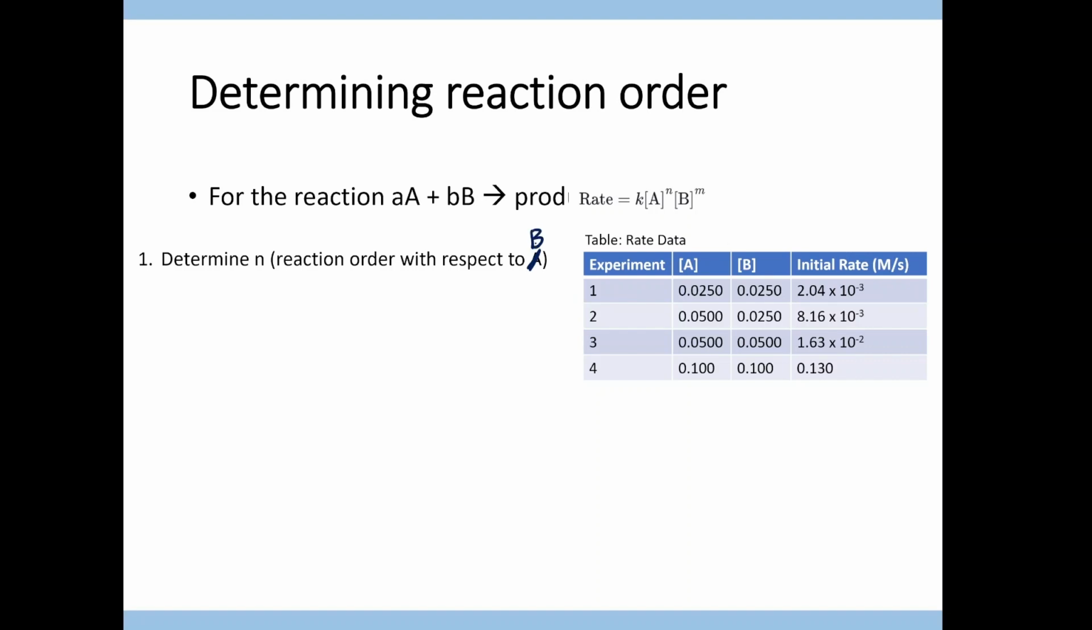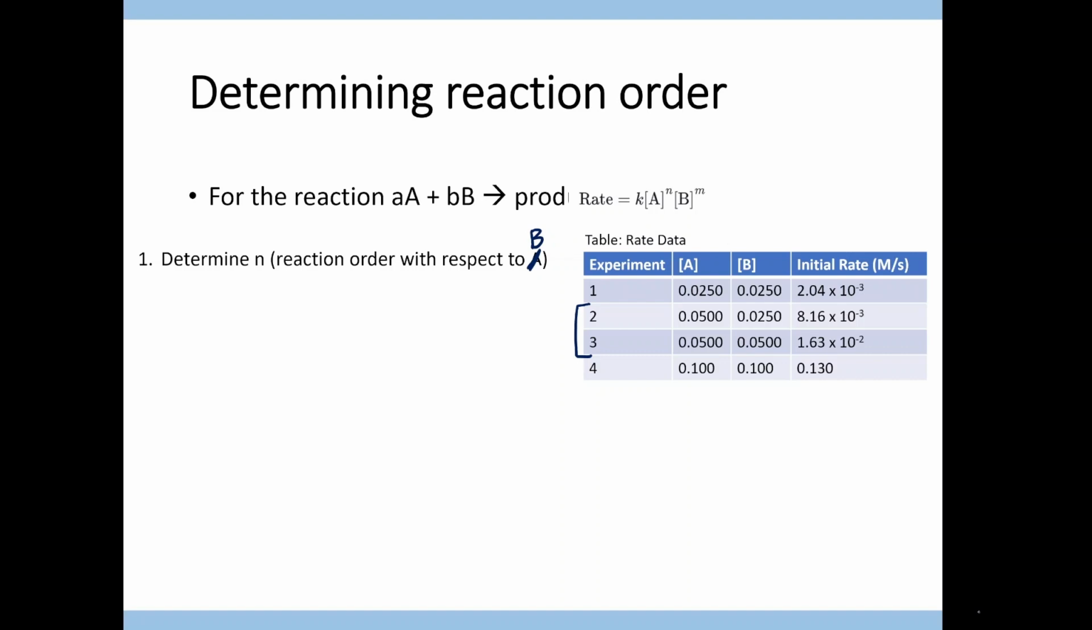When finding experiments to determine the reaction order with respect to B, we want to make sure that the concentration of B is the only thing changing. The concentration of A is not changing. So looking at the table, we can use experiments 2 and 3. Concentration of A remains at 0.05. Concentration of B starts at 0.025, and in experiment 3, it's 0.05.